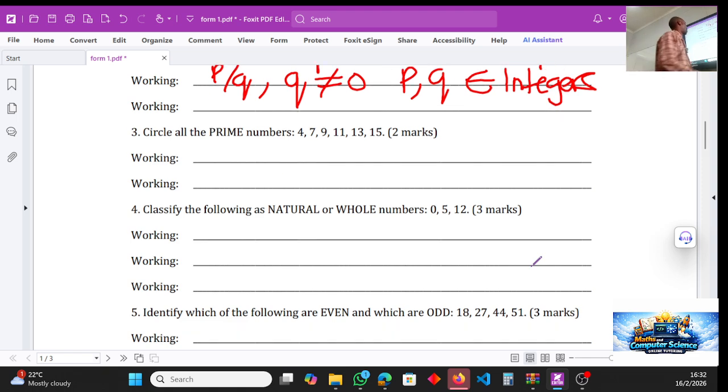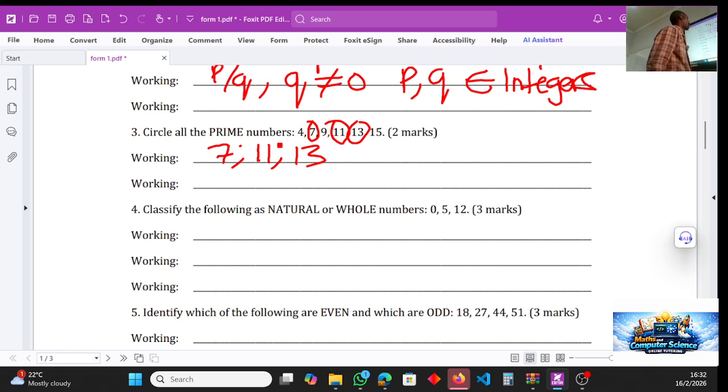Now we are required to circle all the prime numbers. Because they're given in order, the first prime is 7, then we have 11 and 13. So if I write them neatly below, I have 7, 11, and 13.